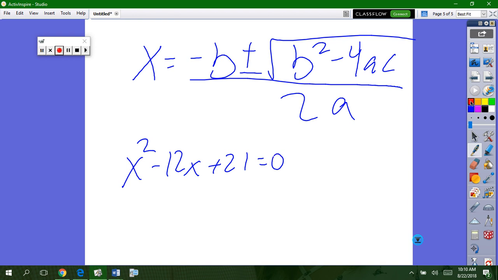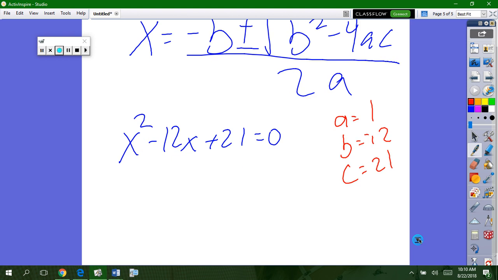So we need to know our a, b's, and c's. Who is my a? It is not x squared. It is 1. It's the coefficient in front of x squared, right? Who's my b? Negative 12. Who's my c? Okay? Everybody with me? Understand where those values came from.